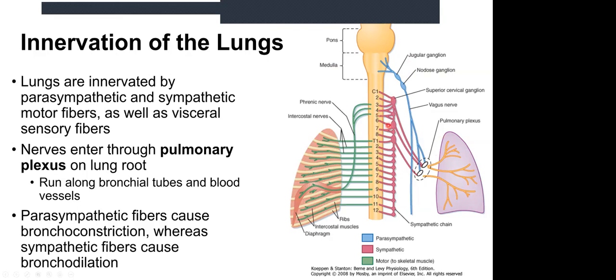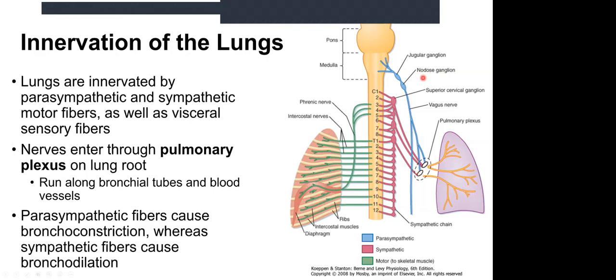Here is our sympathetic innervation. We can see through the pulmonary plexus. And then here is the phrenic nerve, which is going to innervate the diaphragm. And then all of the intercostal nerves, which innervate the external intercostal muscles and internal intercostal muscles, which are motor fibers. And then our parasympathetic innervation, again, goes to this pulmonary plexus.